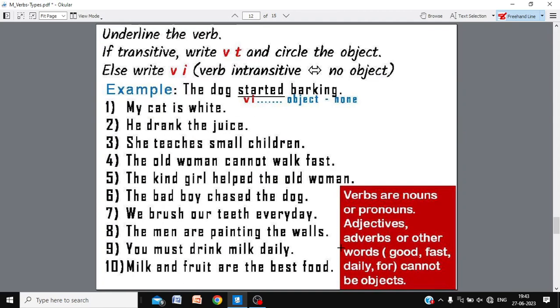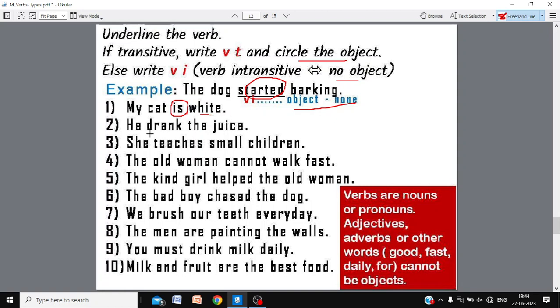So underline the verb. If transitive, write VT, and if it is intransitive, write VI, and also circle the object if it is transitive, otherwise say no object. The dog started barking. So this is the verb. It is verb intransitive, no object. My cat is white. Is white, is. It is a state or condition, so it has no object. White is an adjective, it is not an object.